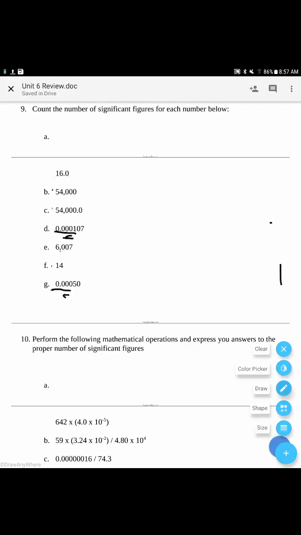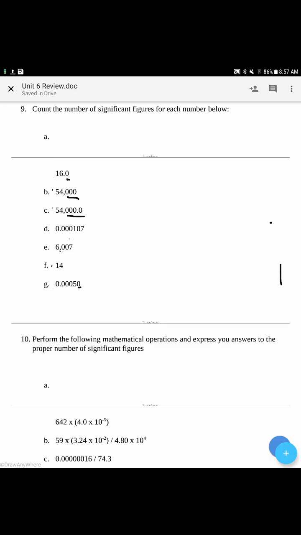Now the last type of zero is called a trailing zero. And just like their name implies, and you might guess, they are at the end of the number. So that's a trailing zero. These 3 are trailing zeros. These 4 are trailing zeros. And this is a trailing zero. Now, this is where it gets a little bit tricky. There are exceptions to this one.